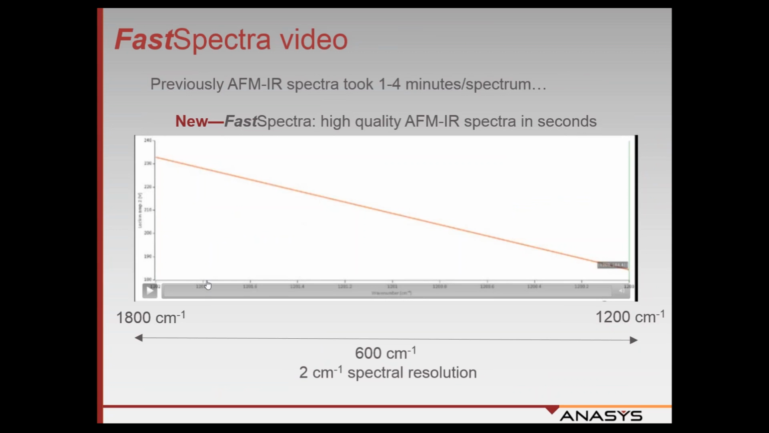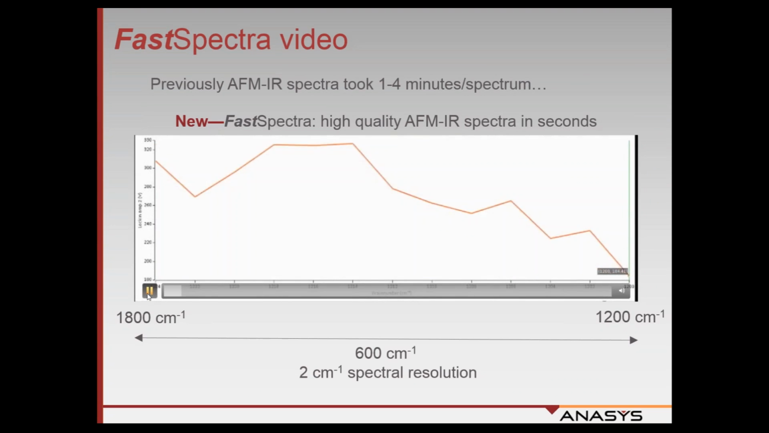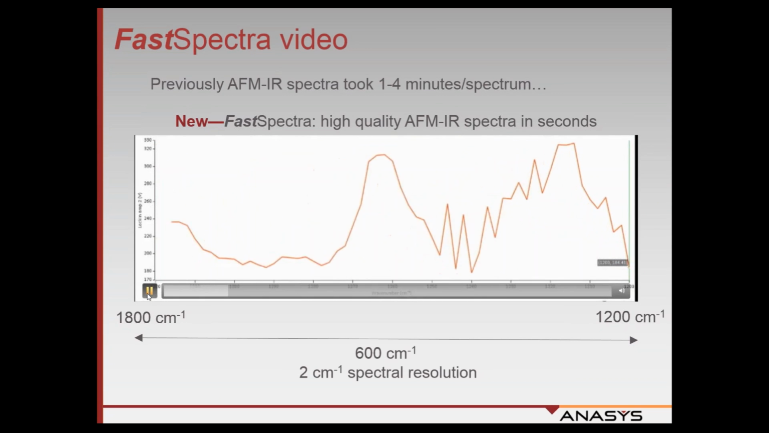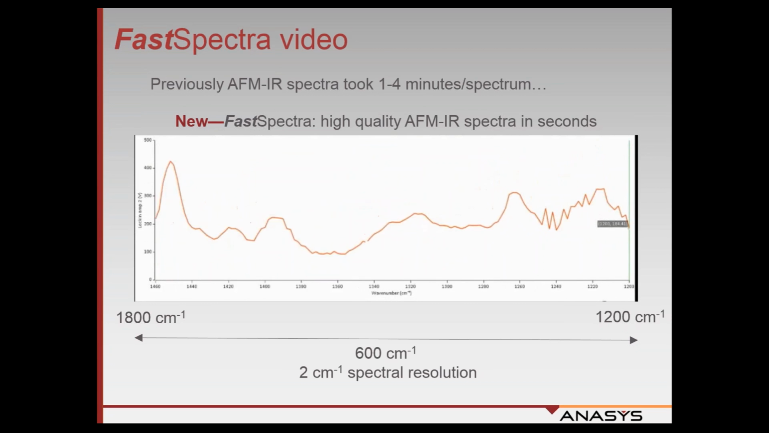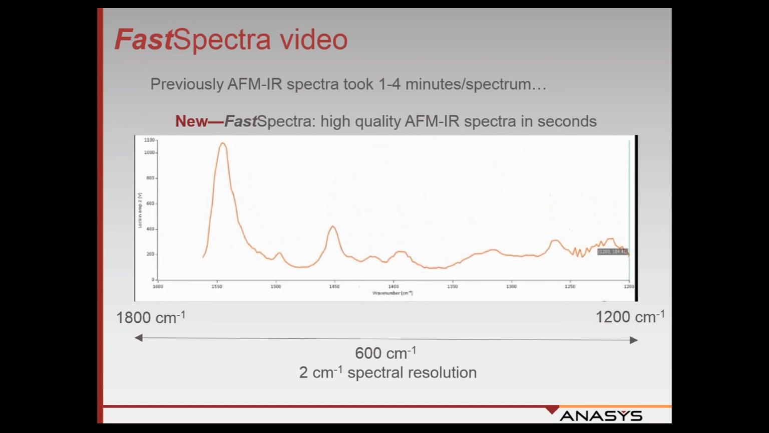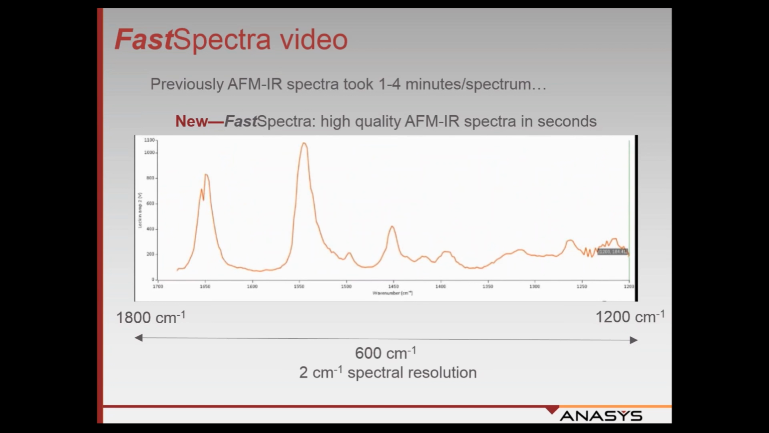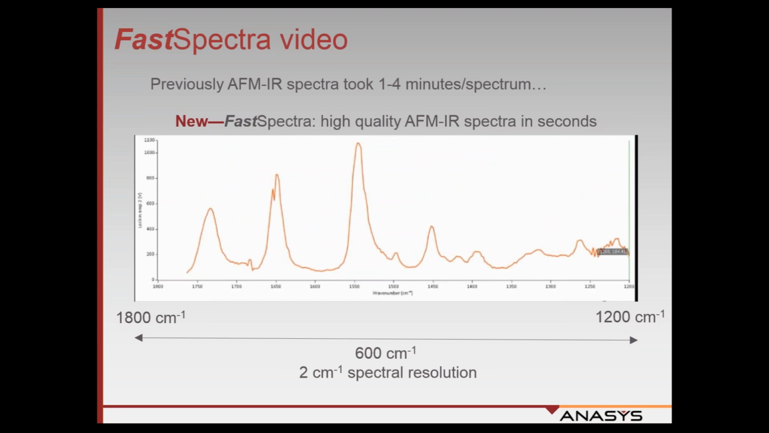So here we'll show the fast spectra video. This is essentially a spectrum collected on one sample using the QCL source. We're covering a range of 1200 to 1800 inverse centimeters, so 600 inverse centimeters, at a spectral resolution of 2 inverse centimeters. So still very high spectral resolution with this measurement. It shows the high quality AFM-IR spectra, which took about 15 seconds in comparison with 1 to 4 minutes per spectrum with the previous AFM-IR technology.